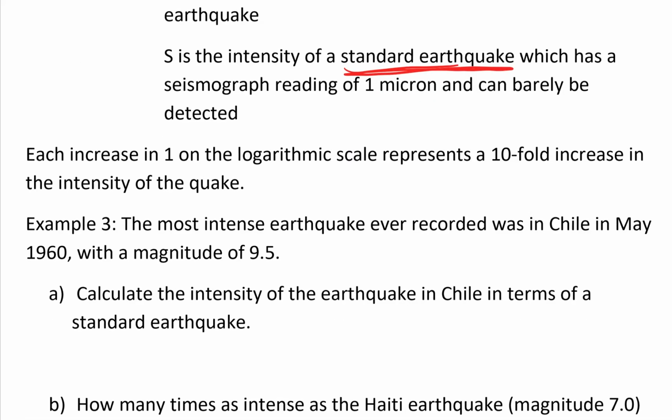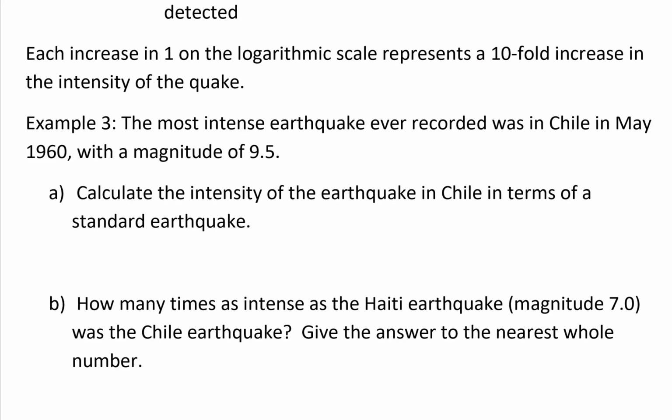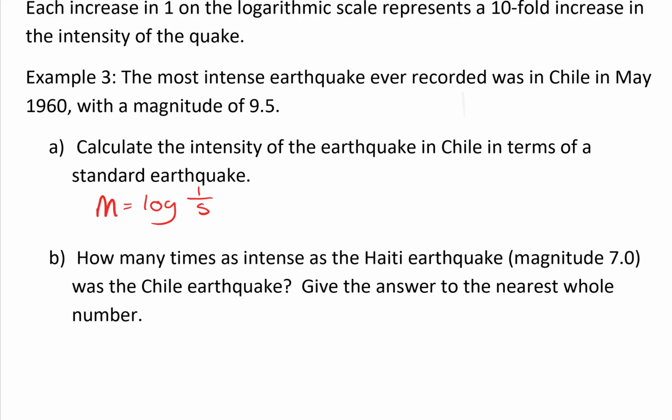It says the most intense earthquake ever recorded in Chile in May 1960 was a magnitude of 9.5. So looking at the formula, I'm going to write it down here. M is log I over S. I believe that was it. Yeah. Where does 9.5 go? Well, it goes in for M. Okay, so I have that. And it says calculate the intensity of the earthquake in Chile in terms of a standard earthquake. So somehow I want to get this out of the log. I want to have that with the 9.5.